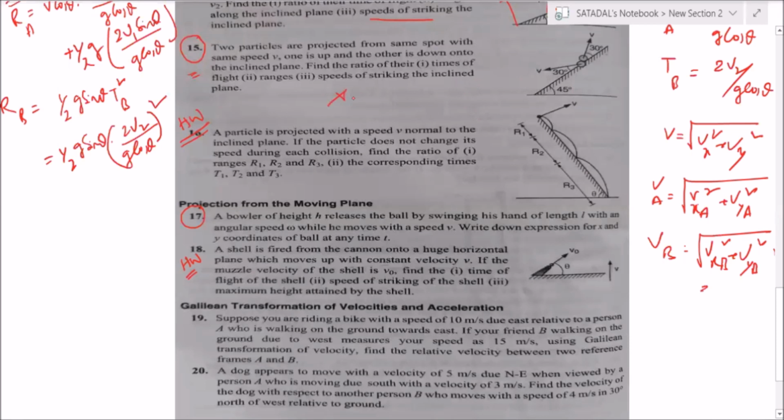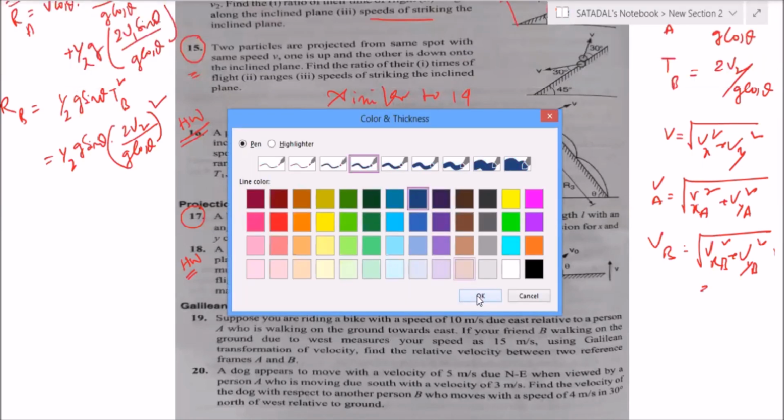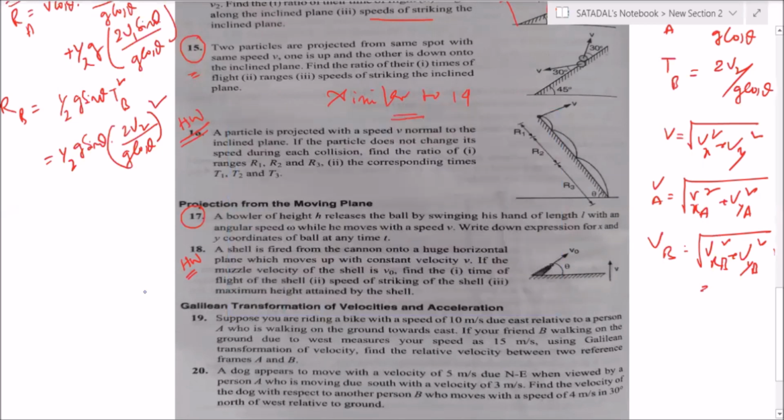See, question 15 is almost similar. There is hardly any difference. Can you identify? In question 15, there is hardly any difference from 14. Only one difference is that here the second particle is also projected at an angle of 30 degrees. So if I have to calculate the time of flight, T_A by T_B will come 1:1.